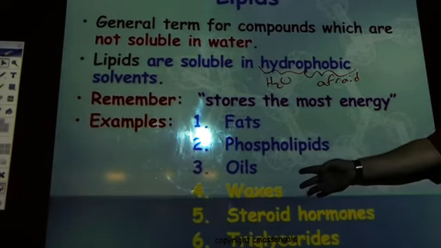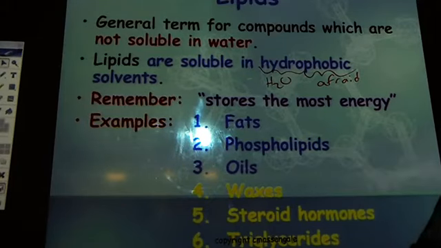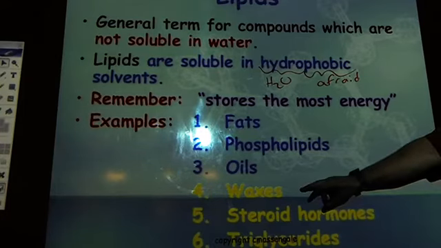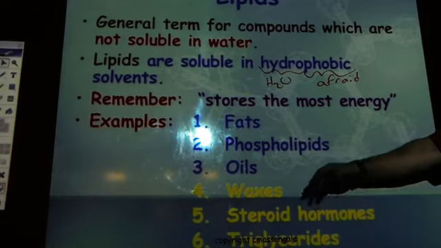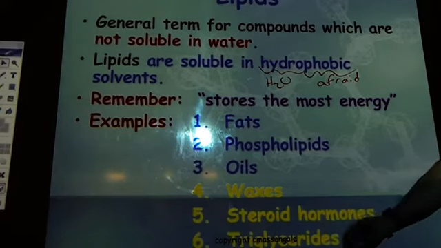Okay, these ones are not really super cool. Oils and waxes. Earwax is a lipid. If you put water in your ear, you sound like you're underwater. But it won't clean out your ear because the wax doesn't like the water.